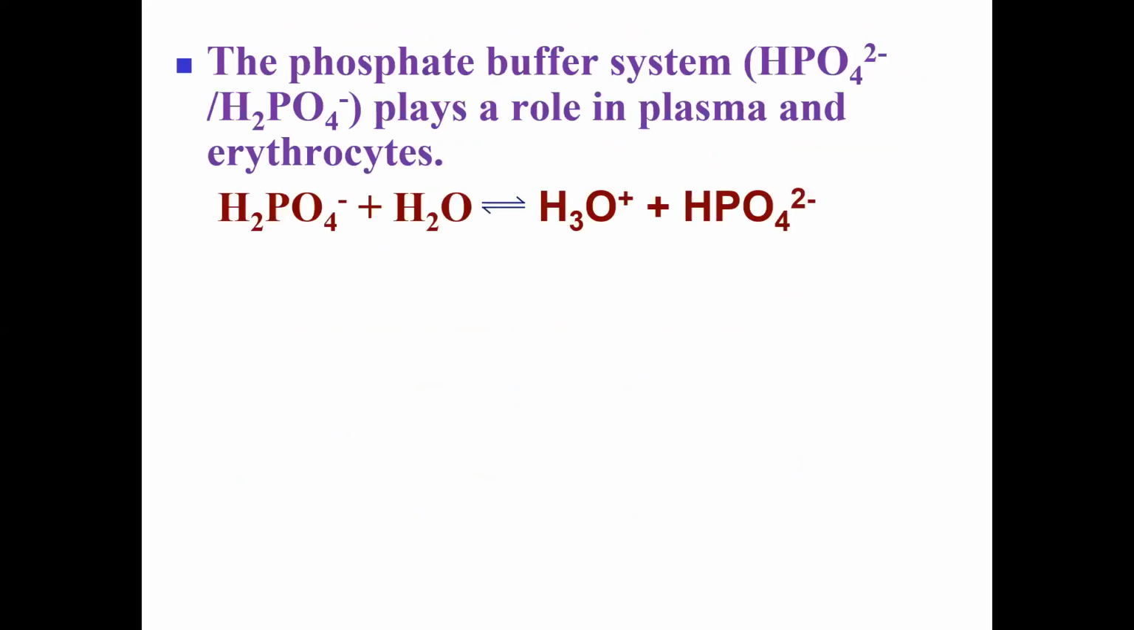I've given the heading. The phosphate buffer system, HPO4 2 minus and H2PO4 minus, plays a role in plasma and erythrocytes. What are erythrocytes? The red blood cells. Red blood cells, RBCs. Yes. Okay, good. So that is fine. And that is the point here.